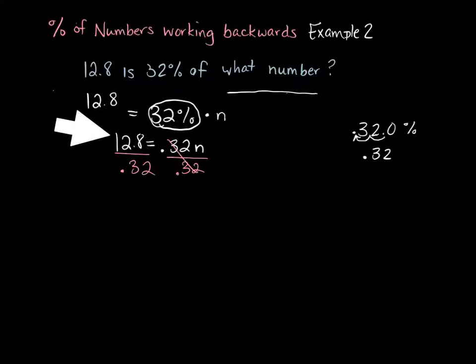You have n by itself, and now you have your problem that we have to solve off to the side, which is 12.8 divided by 32 hundredths, which is going to take some thinking. 12.8 will go into the box. 32 hundredths would be outside.